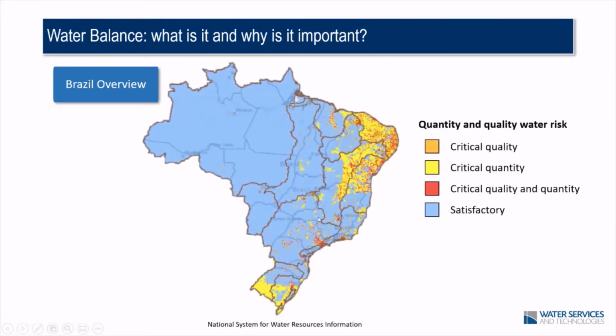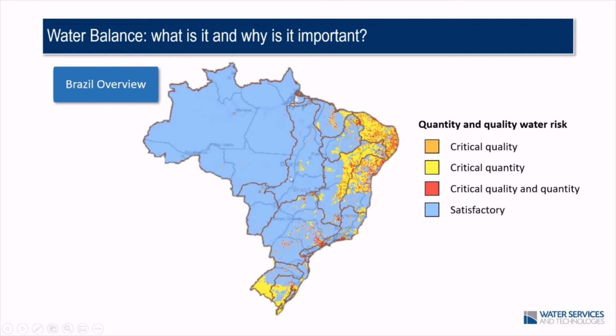And on this map here, you have the quality and quantity water risk in Brazil. So as we imagined before, in the northeast of Brazil, we have some critical quantity water risk here because we have very few precipitation and we have water use there. So that's why we have this critical quantity of water use. And in the south of Brazil, where we have a lot of irrigation going on, we also have the critical quantity. And for example, here in the north of Brazil, you can see that the situation is satisfactory. It's where we have a lot of precipitation.